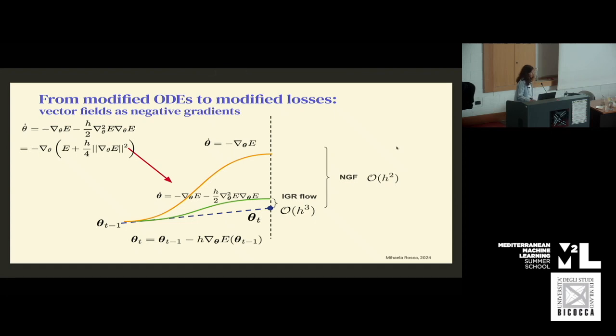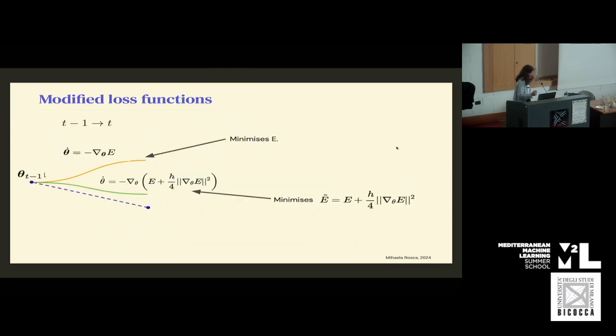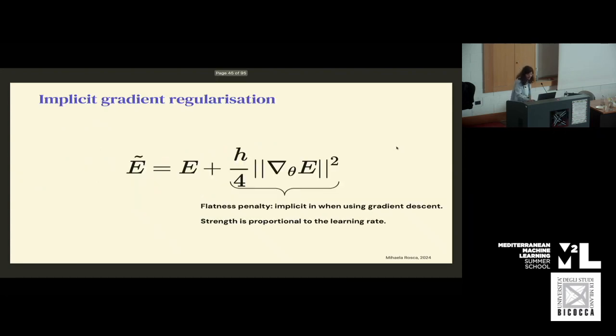And now we ask, can we write its vector field as a negative gradient? And it turns out we can. So we found a loss that, when we minimize it in continuous time, we more closely follow what gradient descent does than our original ODE. That means that implicitly, gradient descent is minimizing this function.